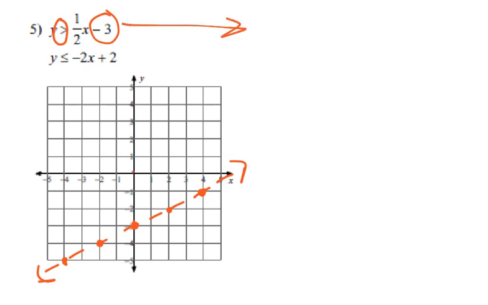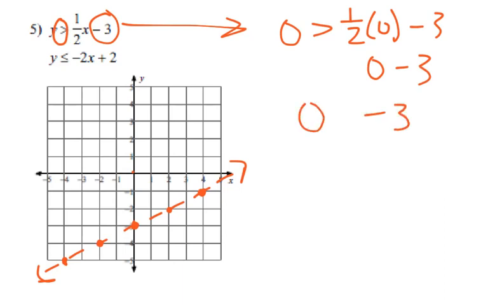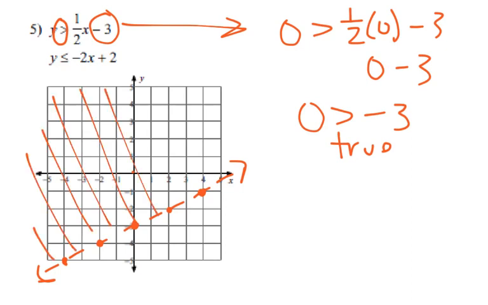There's my first line. Which side do I shade? Pick the test point 0, 0. 0 for y. 0 for x. 1/2 times 0 is 0. 0 minus 3 is negative 3. Is 0 greater than negative 3? That is true. So we shade that side. Or 0, 0 is hanging out. That's the first one. Now we do the second one.